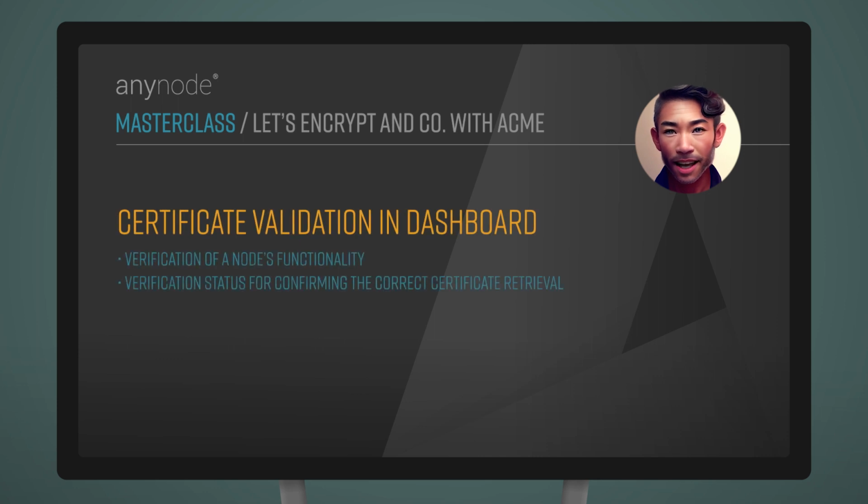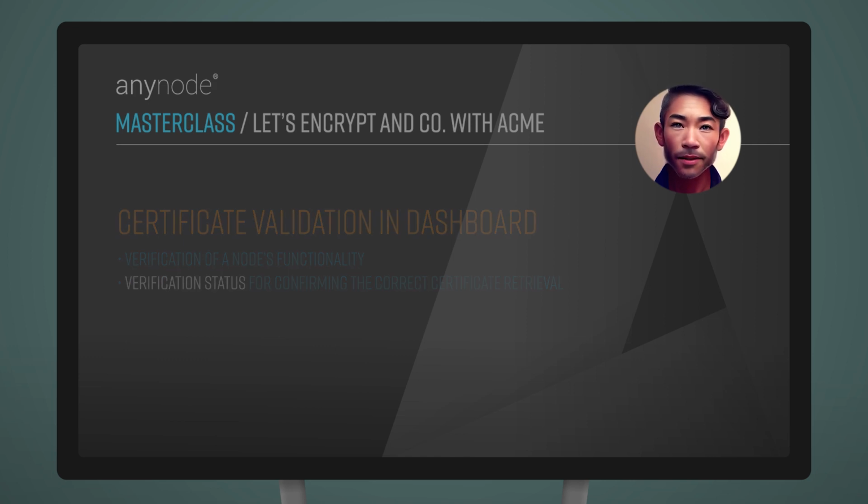The certificate validation in the dashboard chapter illustrates the verification of a node's proper functionality within the anynode dashboard using the example of Microsoft Teams direct routing. We will also outline the verification status for confirming the correct certificate retrieval within the anynode dashboard.